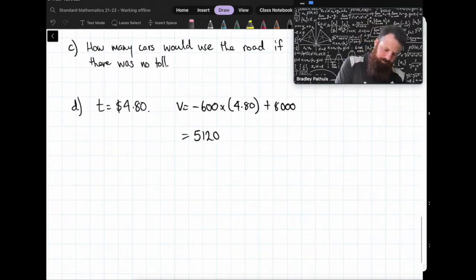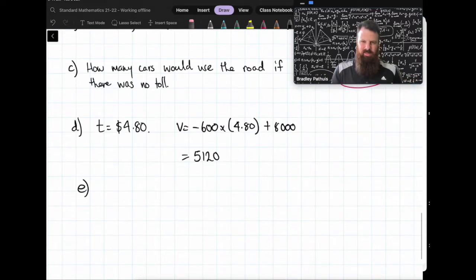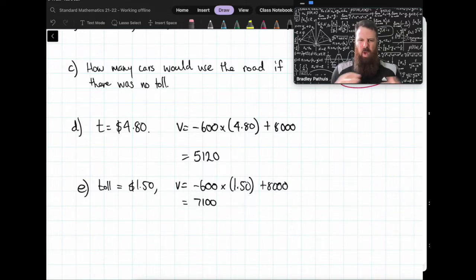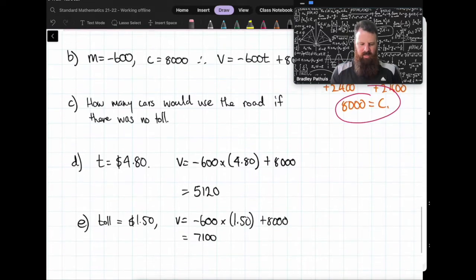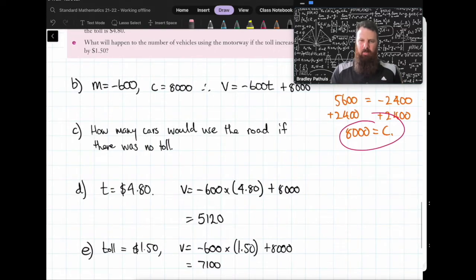Part E says, what will happen to the number of vehicles using the motorway if the toll increases by $1.50? The toll goes up by $1.50. Well, if the toll goes up, we know vehicle numbers go down. So we need to compare some stuff. Well, let's see what happens when the toll equals $1.50. So let's evaluate that. We know there's 7,100 vehicles that use the road if the toll was $1.50. But the question says, what happens to the number of vehicles using the motorway if the toll increases by $1.50? So that means we need to make a comparison.